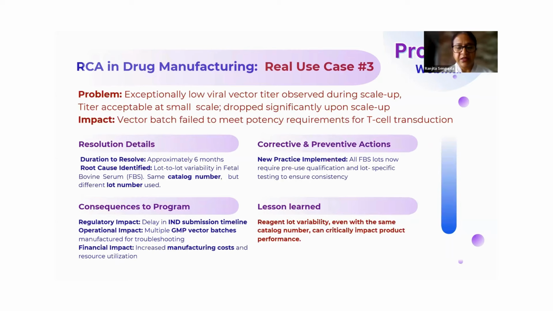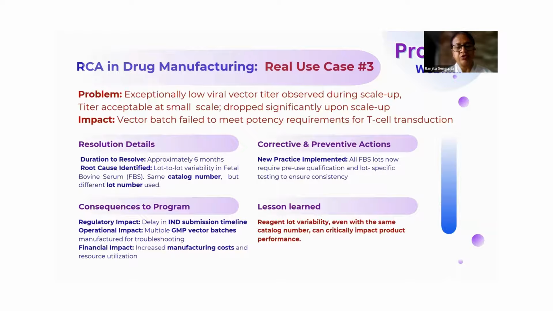Next, the third case, this was actually more in the preclinical phase early on when we had started the development of this particular program. Here again, we noticed very low vector titers. So obviously the functionality of the vector was very, very poor. And as a result, we could not transduce our T cells. It failed.